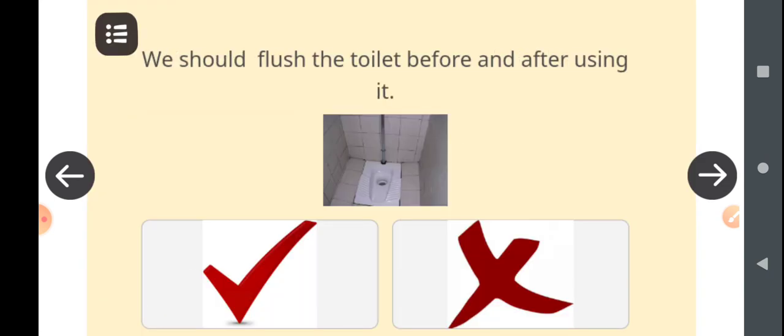Okay, we should flush the toilet before and after using it. You have to flush it, right? True or false? It's true. Okay, before and after using the toilet you have to flush it. Or else you have to use water and then you have to clean it. Okay? If there is no flush, you can take water in a cup or mug and clean it. Okay?